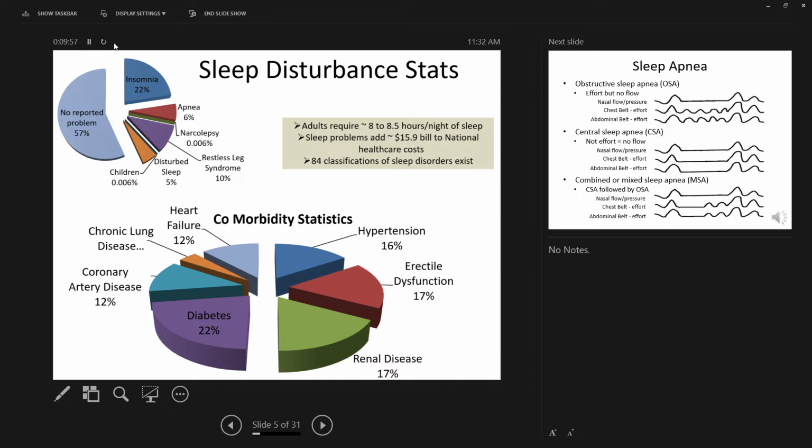Most adults require about 8 to 8.5 hours of sleep a night. That's a requirement. Doesn't mean that's what we're getting. And unfortunately, because a lot of us don't experience the number of hours we need and the quality of sleep that we need, sleep problems have actually added up to about 15.9 billion cost to the national healthcare bill. That's a pretty big number. And overall, there's about 84 classifications of different sleep disorders.